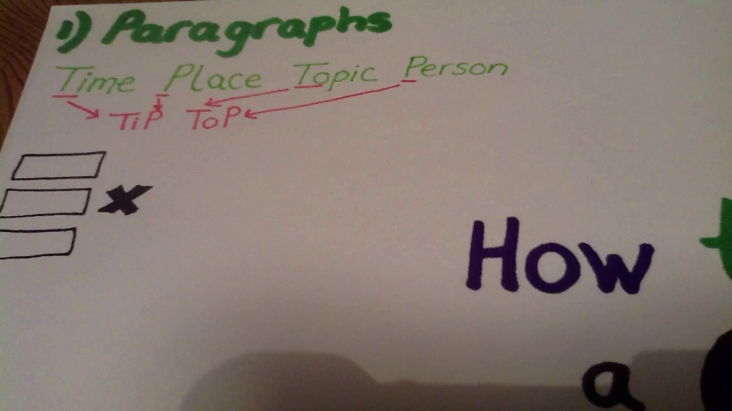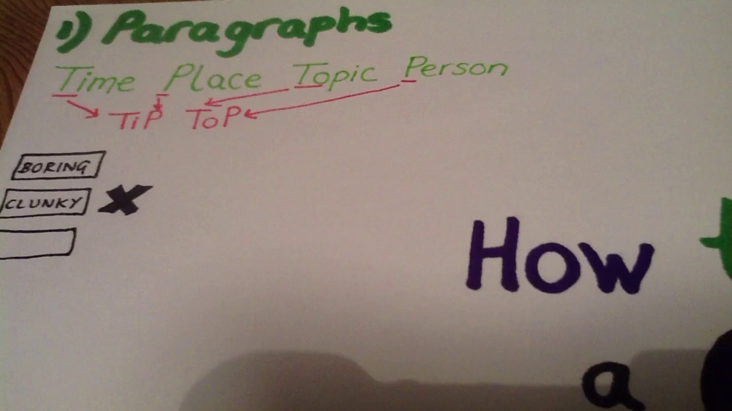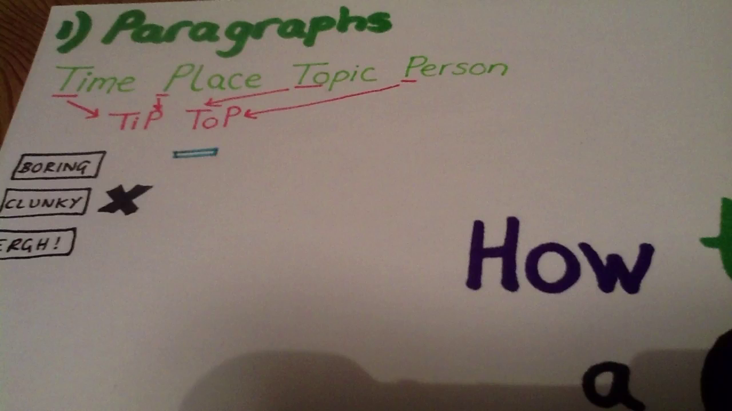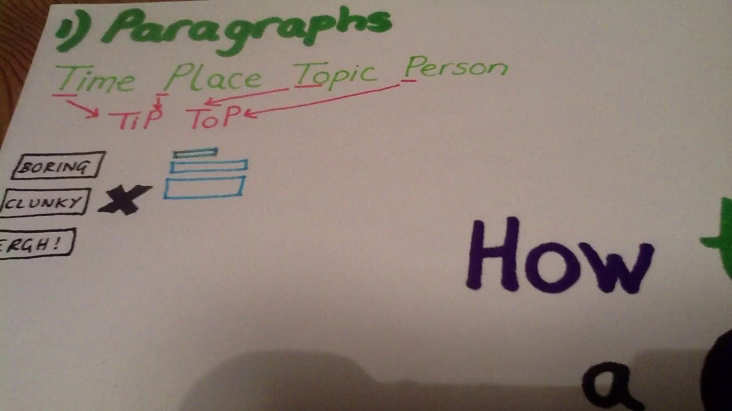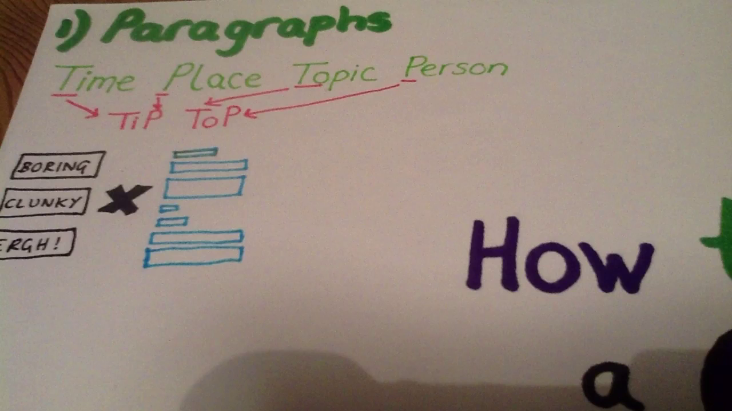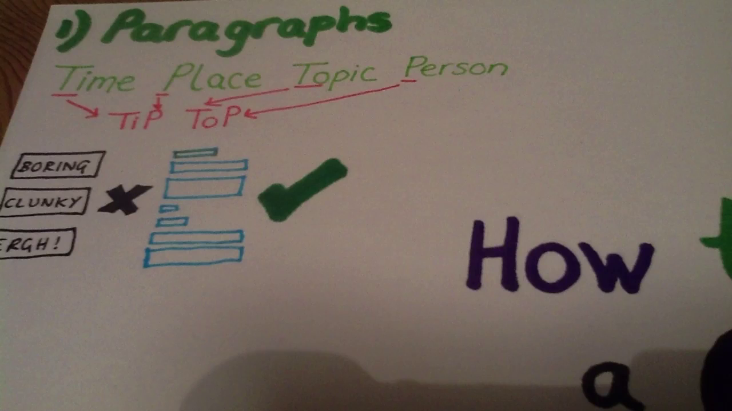Paragraphs can look really clunky if they're all the same length. They're boring and we're not interested in them. We want to see a variety of different lengths. Single word paragraphs, sentence length paragraphs. It's more interesting and engages your reader.